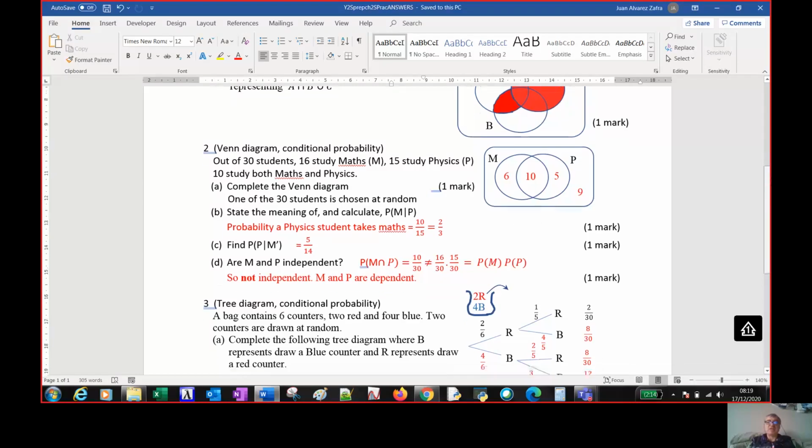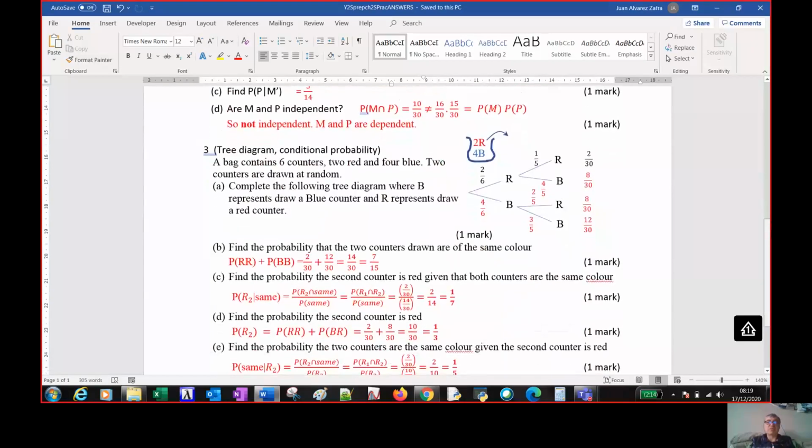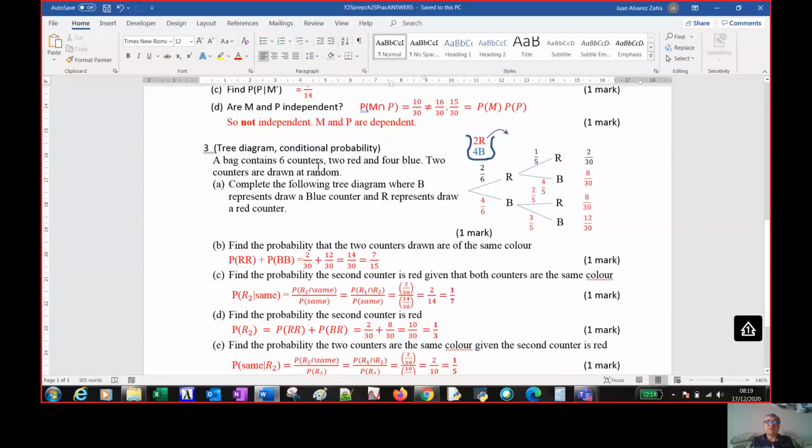Okay, so now let's look at tree diagrams, which are commonly used with conditional probability. A bag contains 6 counters, 2 red, 4 blue. 2 of the counters are drawn at random, so think of it as drawing the first one and then the second one. So the tree diagram will contain the probability of the first one being red or blue, and then the second level of the tree diagram is going to be the probability of the second one being red or blue, given that the first one is either red or blue. So you can see the tree diagram naturally contains within it conditional probability.